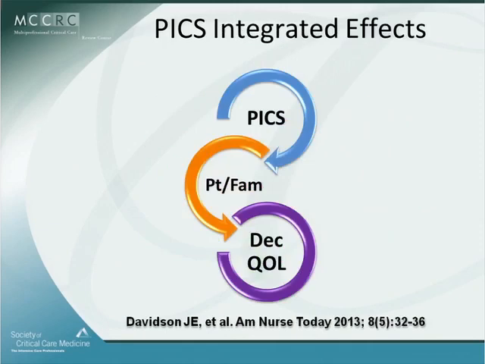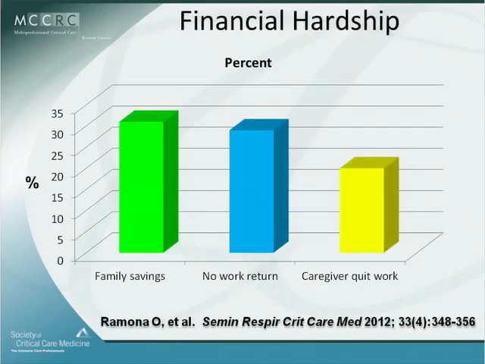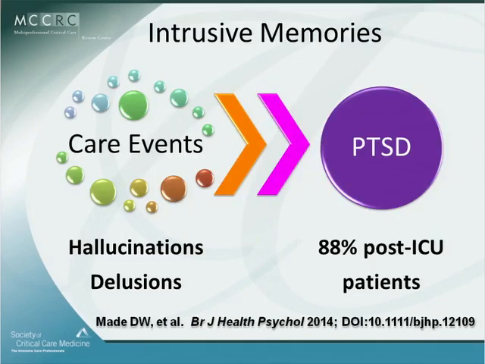Now, the effects of the post-intensive care syndrome include not just the patient but the family, and have been durably identified to decrease the quality of life, just like having an open abdomen. Financial hardship is enormous. Family savings get wiped out. Many of the patients that have post-intensive care syndrome, this is more than a quarter, don't return to work, and as a result, the caregiver who needs to provide their care also doesn't go back to work.